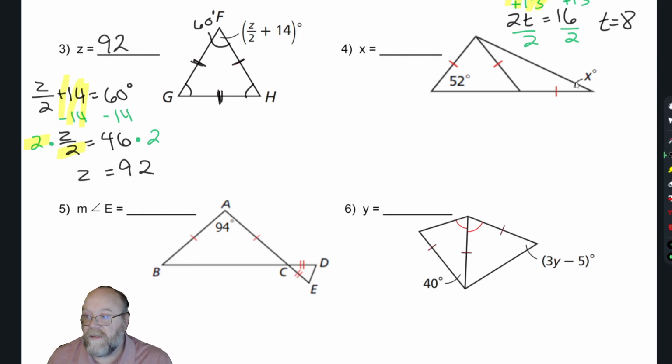All right, look at this guy. Look at this crazy guy. How are we going to do this? Good question. So I know this is 52. So obviously something's going on over here. I got an isosceles triangle. So that means my base angles are congruent.